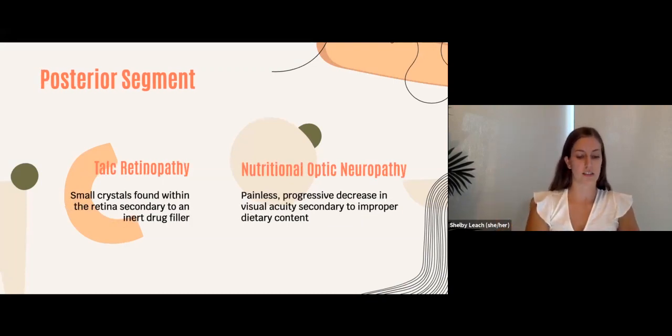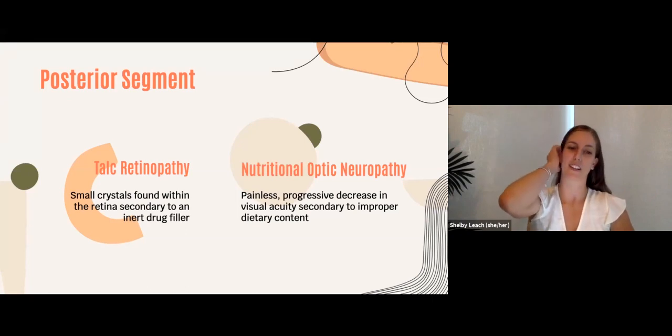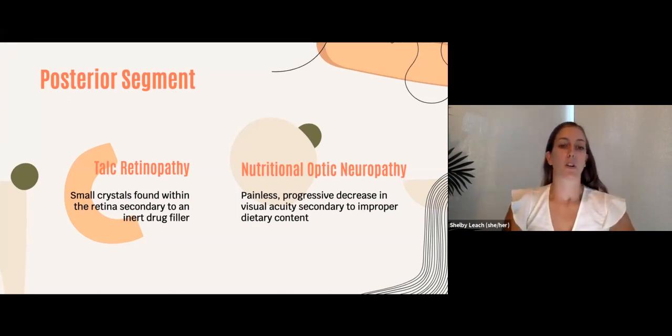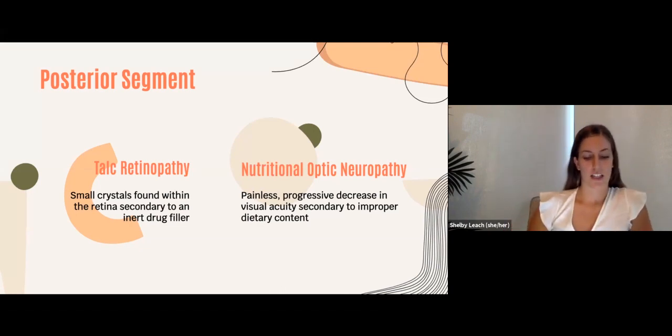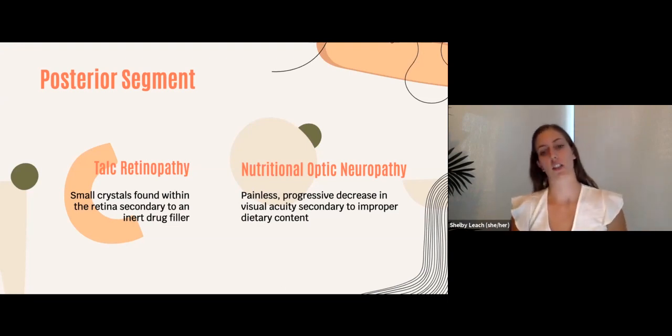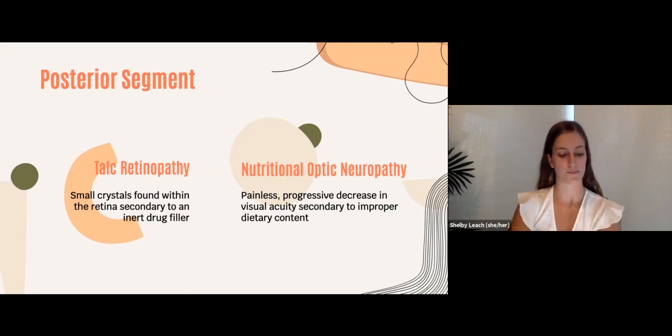Posterior segment, many of you should be familiar with talc retinopathy. The small crystals found within the retina secondary to an inert drug filler. It's found both within small retinal vessels and different retinal layers. It is a filler used in preparation of certain oral, inhalational, and intravenous drugs. And we are particularly concerned about it because it may cause vascular occlusions within the retina.